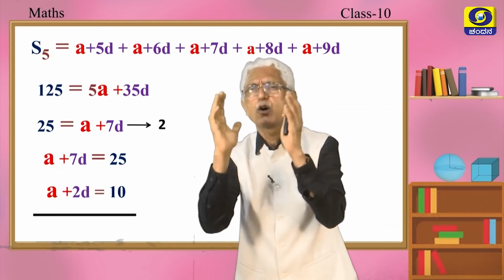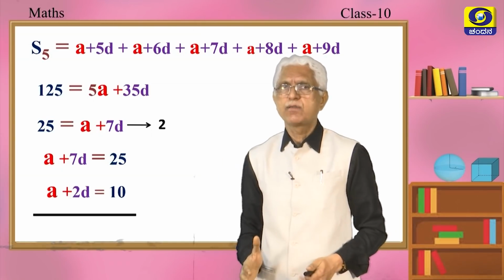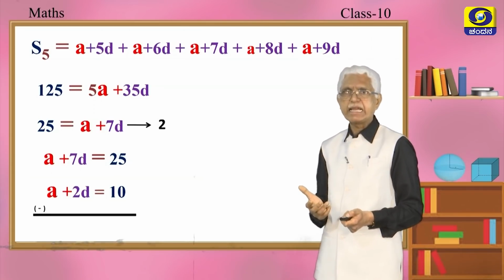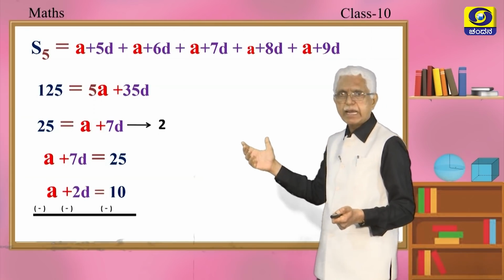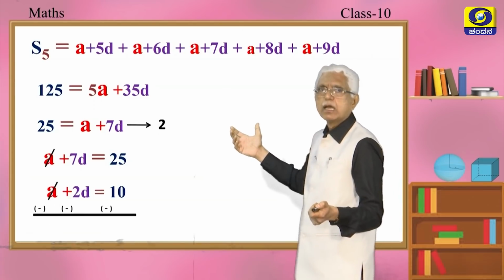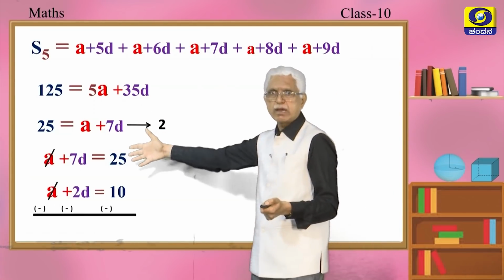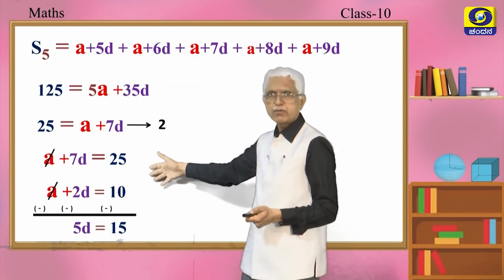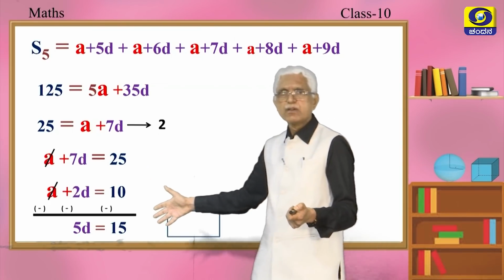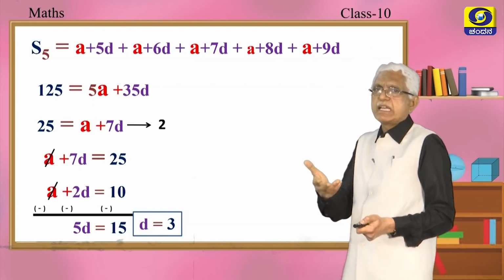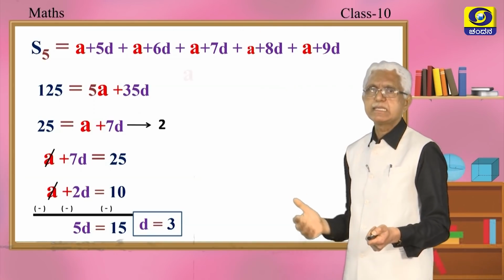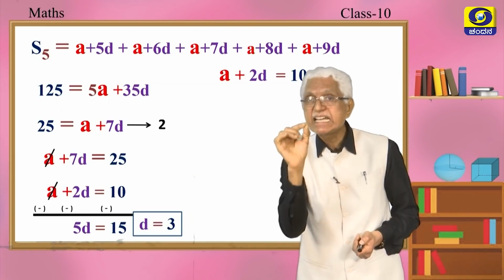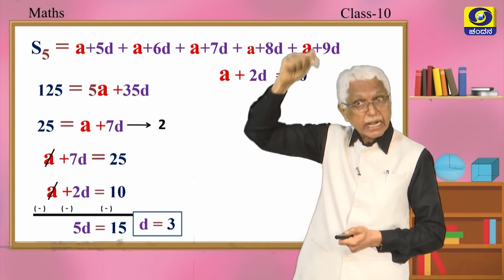By now, you are so well versed, so confident of solving a pair of linear equations. A plus 7D is 25, A plus 2D is 10, and A gets cancelled, correct? Please watch here, you have 7D minus 2D, which is nothing but 5D, and you have 25 minus 10, which is nothing but 15. 5D is equal to 15, and simplifying, D is equal to 15 by 5, D is equal to 3. So, you got the value of D as 3. Now, remember I have to write the AP, no?